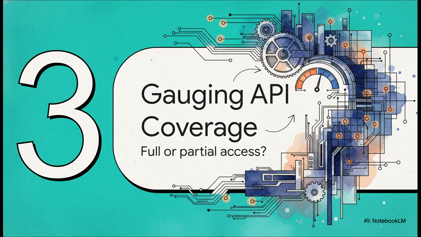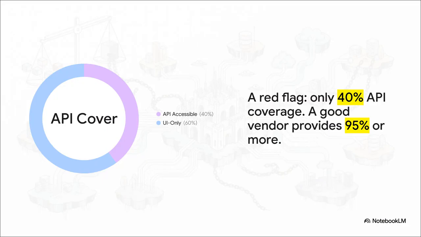See, it's not enough for a vendor to just say, "Yeah, we have an API." The real question is, how much of the system can you actually get to through it? And wow, these charts just say it all, don't they? On the left, that's what you want to see, a good vendor giving you 95% API coverage. Awesome. But on the right, that's a massive red flag.